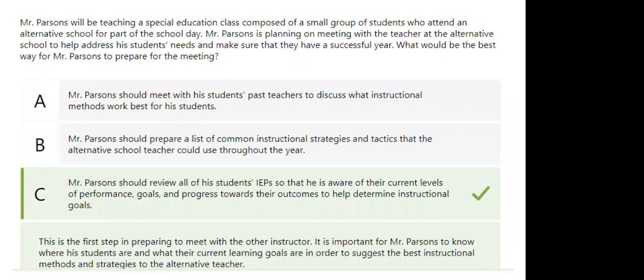This is the first step in preparing to meet with the other instructor. It is important for Mr. Parsons to know where his students are and what their current learning goals are in order to suggest the best instructional methods and strategies to the alternative teacher. I chose questions to go over with you guys that I thought were the most realistic type questions, and that would give you more information than just basic information. So I hope that works to benefit you.